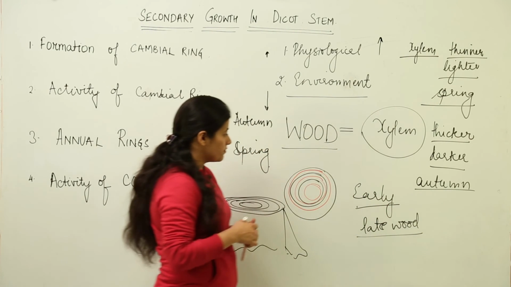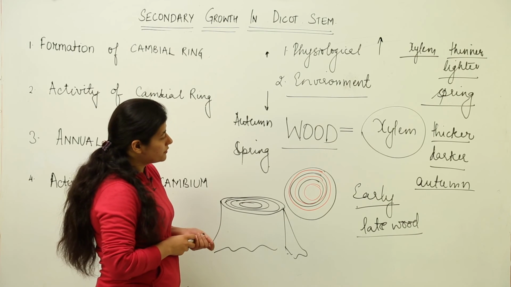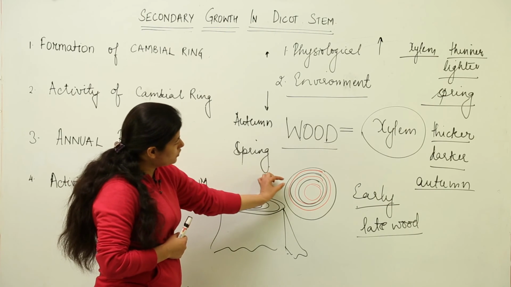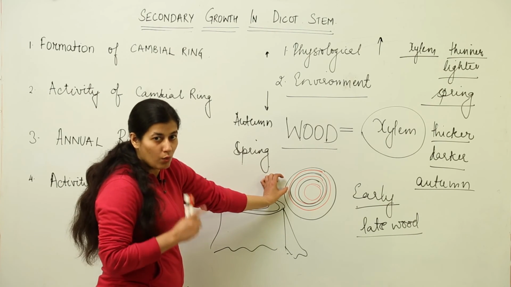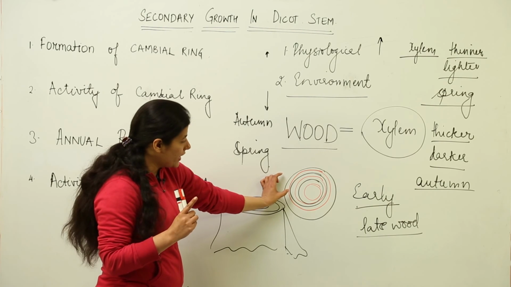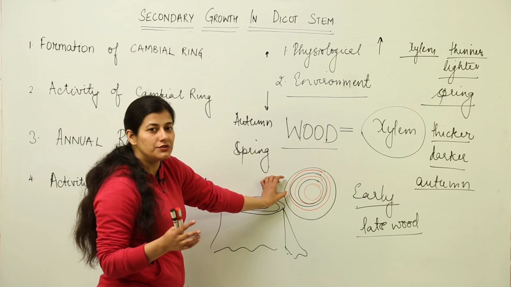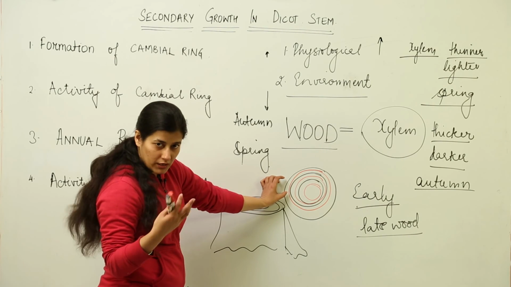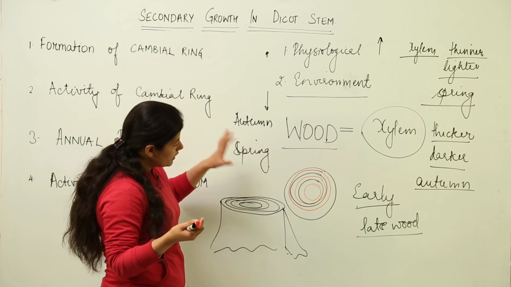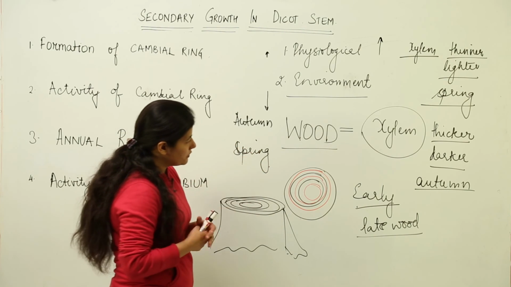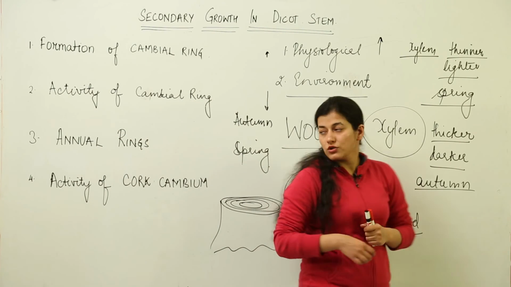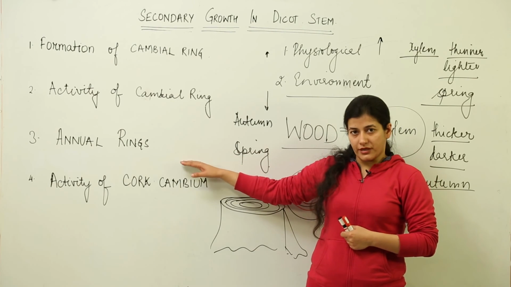So this you have to remember, that two types of woods are present, and they comprise one annual ring. And from the annual rings we can identify how much lifespan the tree has witnessed being alive, and we come to know how much cambial growth has taken place. So this is all about annual rings.